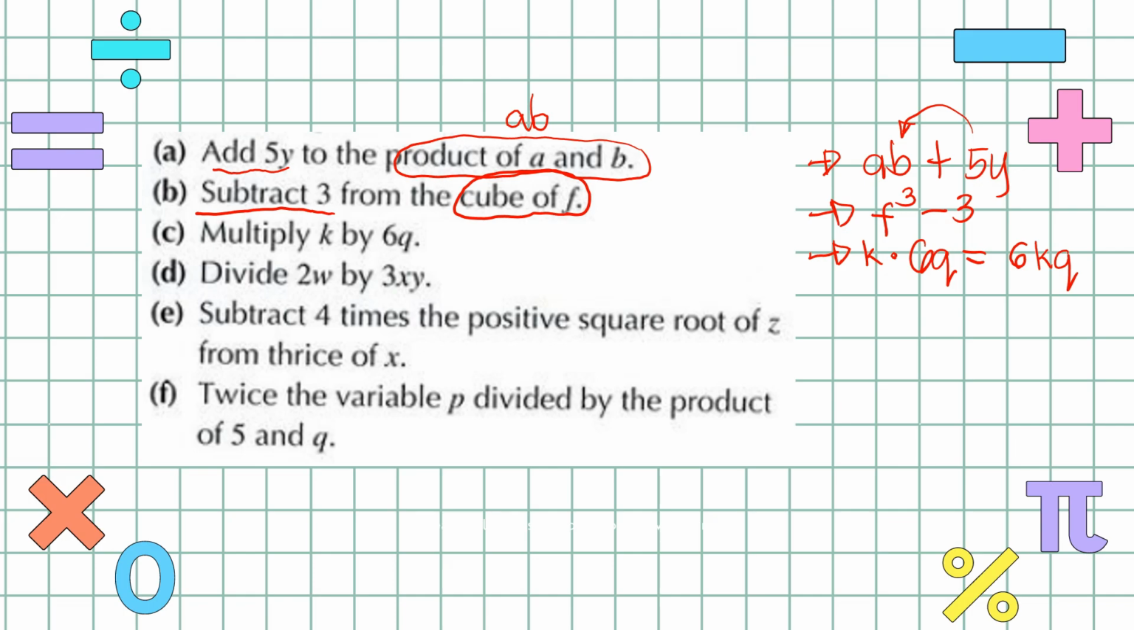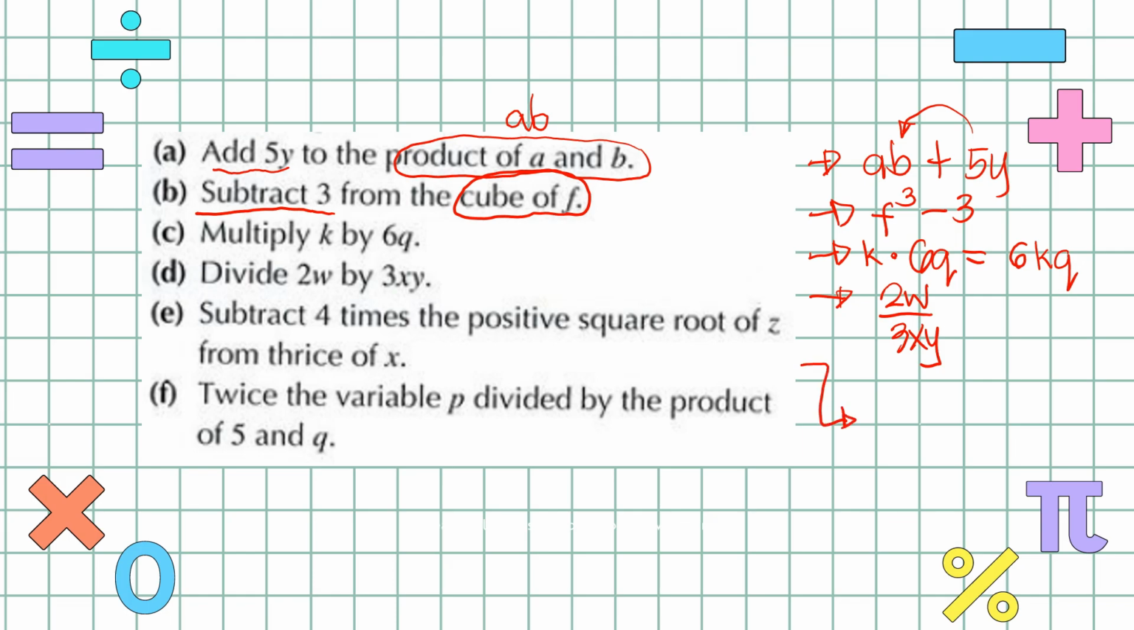And for letter D, divide 2w by 3xy. So it will look like this. We divide our 2w by 3xy. Normally we express division in fraction form.